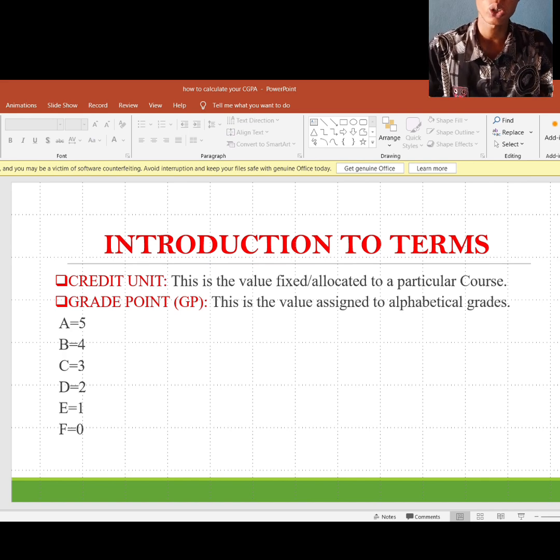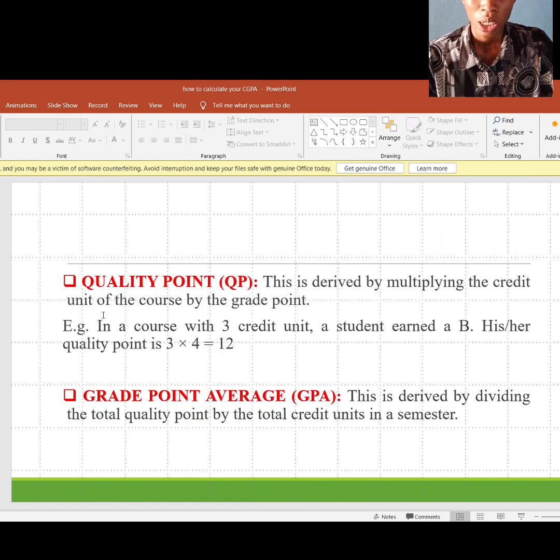I've been talking theory, so let's use a practical example. For example, a course with 3 credit units, let's say Math 120.